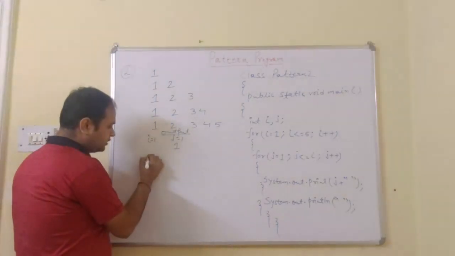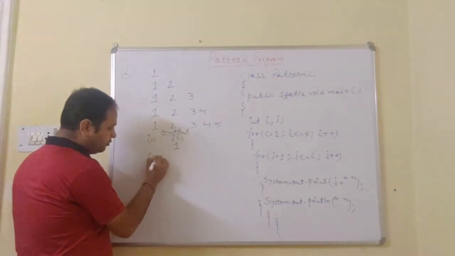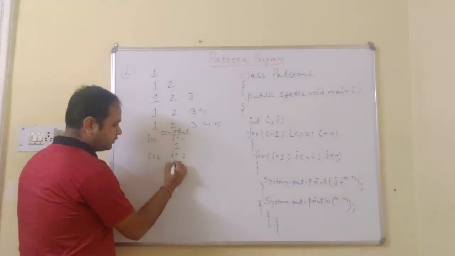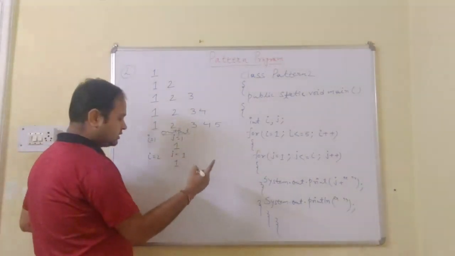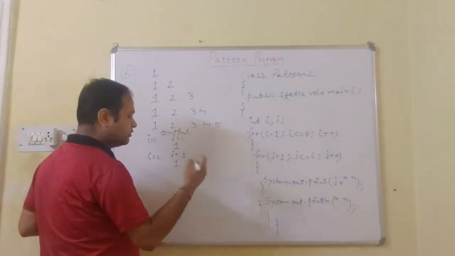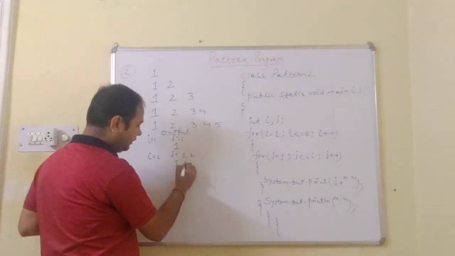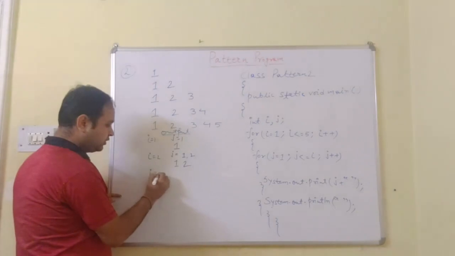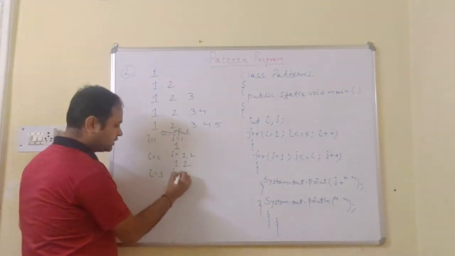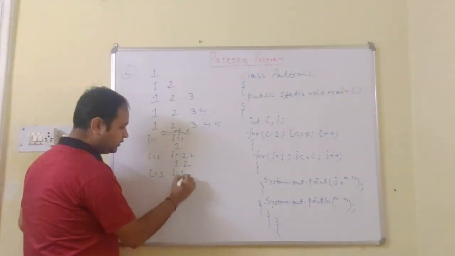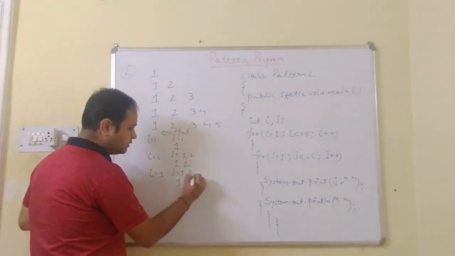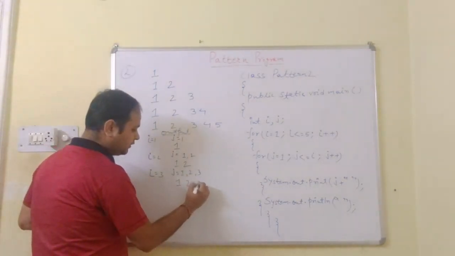Next time i is updated to 2 and j starts with 1. So first it prints 1, then j goes to 2, so it also prints 2. Then i is 3, j starts from 1, so first it prints 1, then j is updated to 2, so it prints 2, then j is updated to 3, so it prints 3.